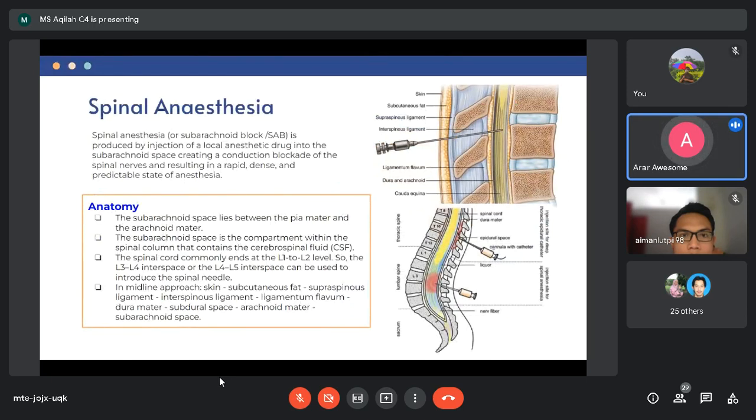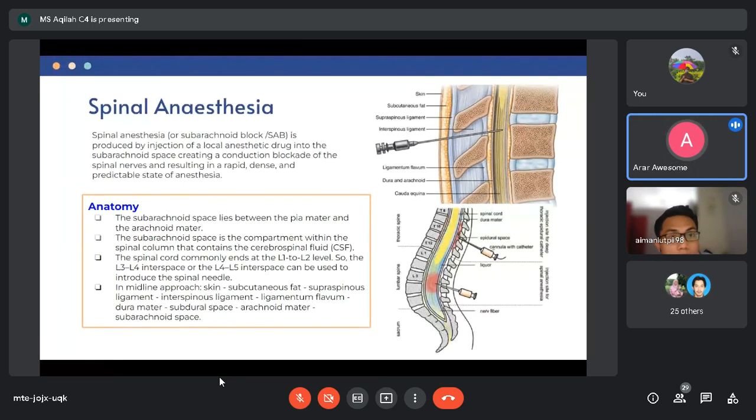Okay, the central neuraxial block can be divided into spinal anesthesia, epidural, and also combined spinal epidural. I'll go one by one. Number one is spinal anesthesia. Spinal anesthesia, or we say subarachnoid block, is when we inject the anesthetic in the subarachnoid space, which is the space between the arachnoid and pia mater. It creates a conduction blockade of the spinal nerves that results in a rapid, dense, and predictable state of anesthesia.